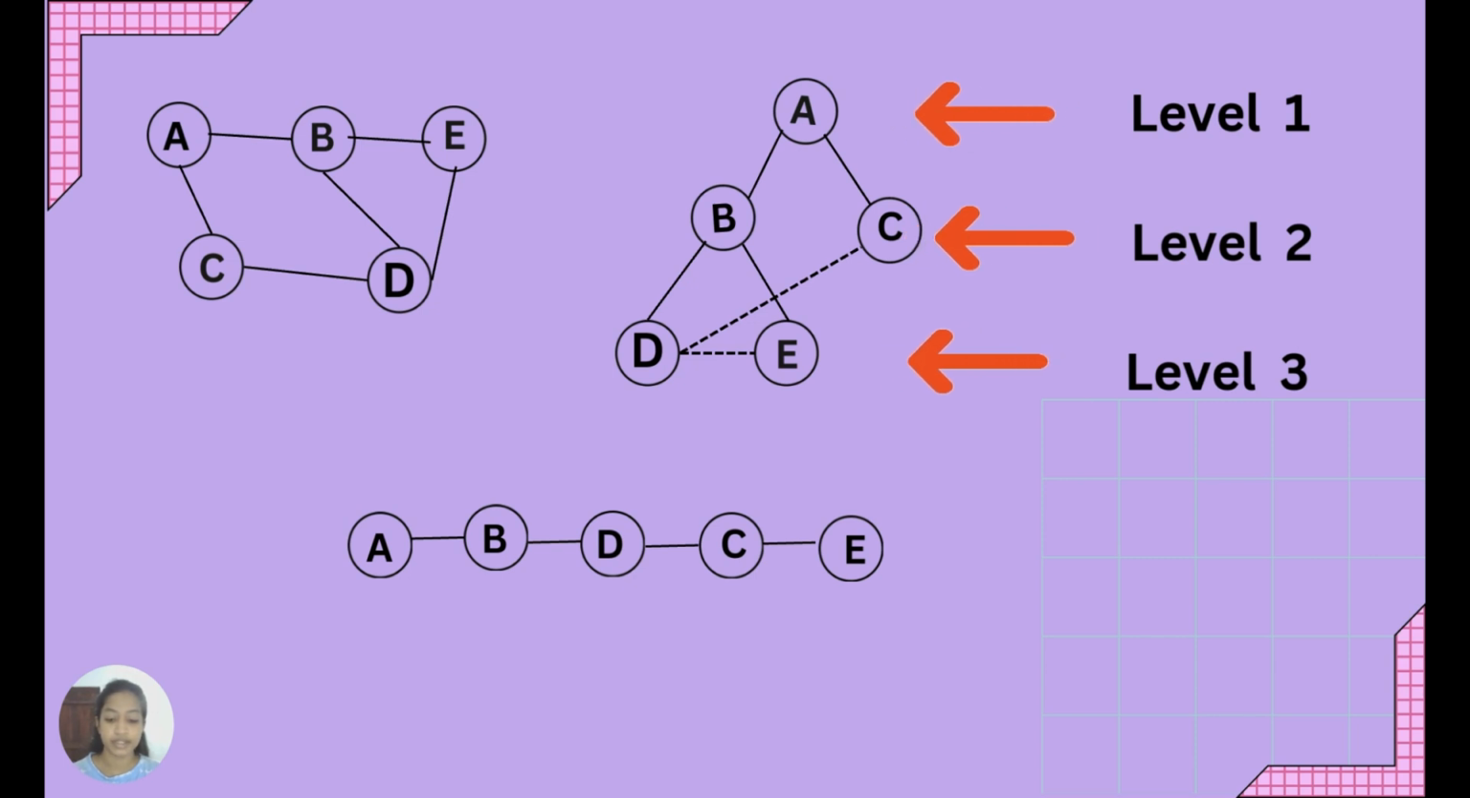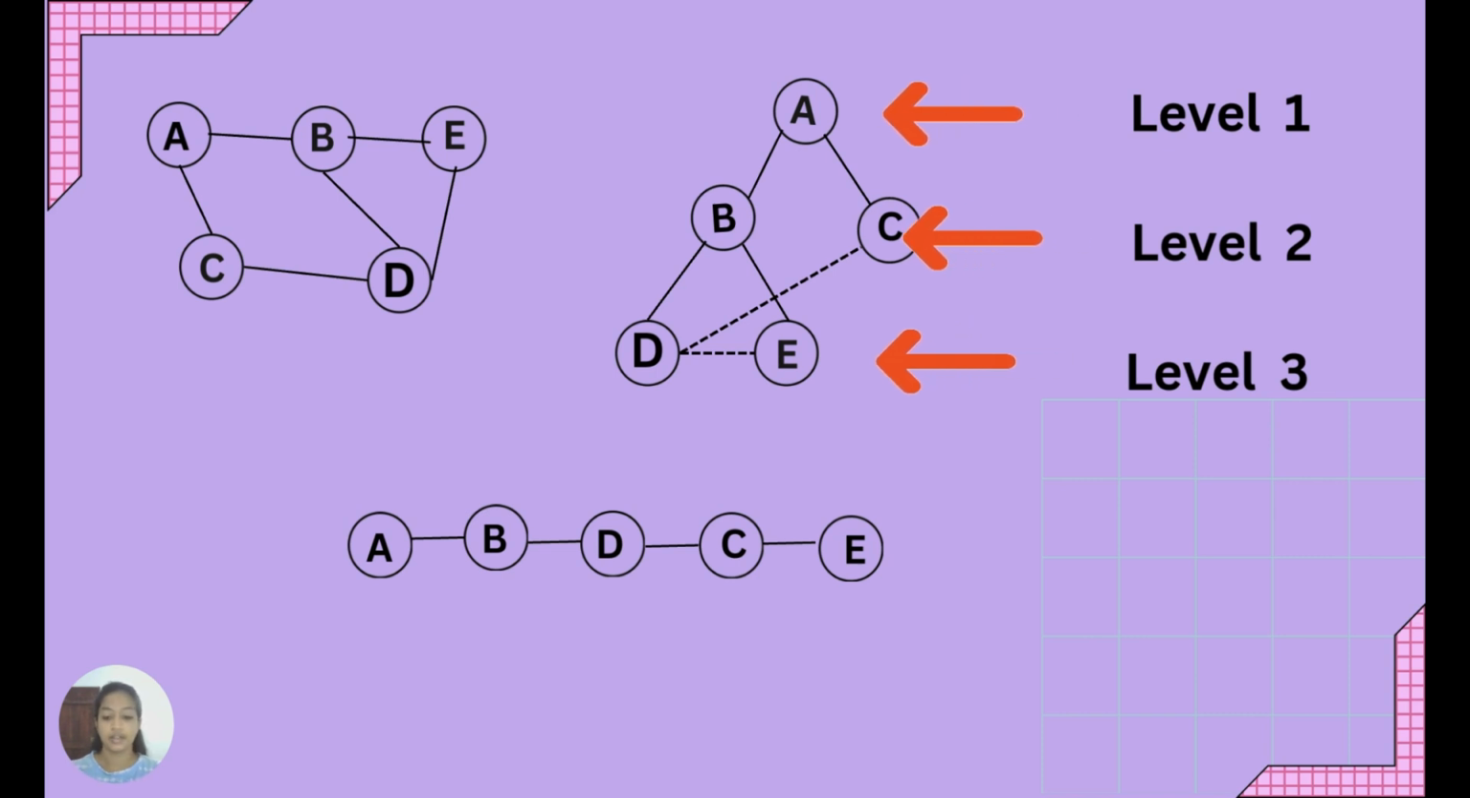We can create a simple tree like this using the graph. So we can see several levels in this tree. A is the first level, B and C are the second level, D and E are the third level.